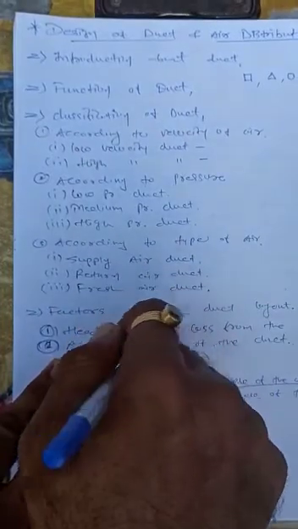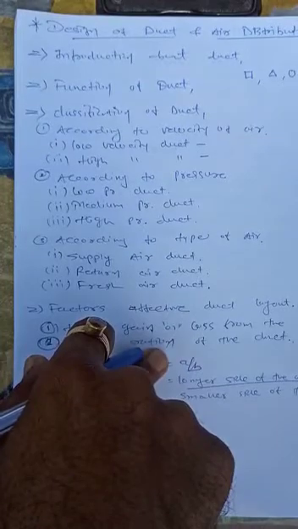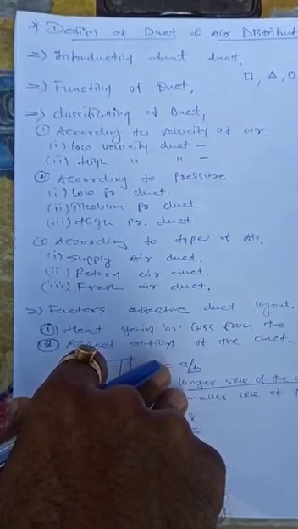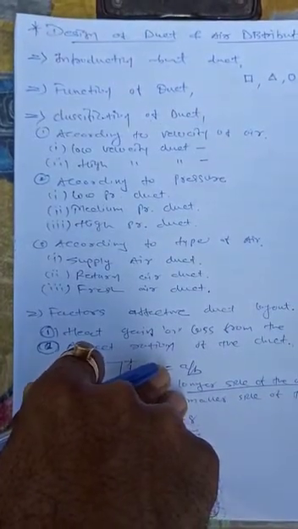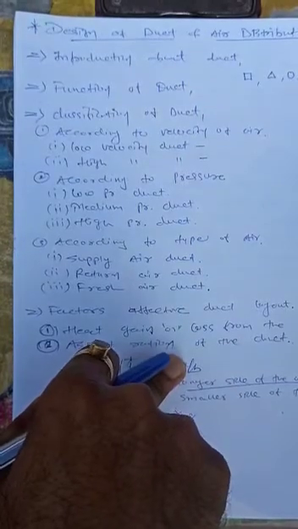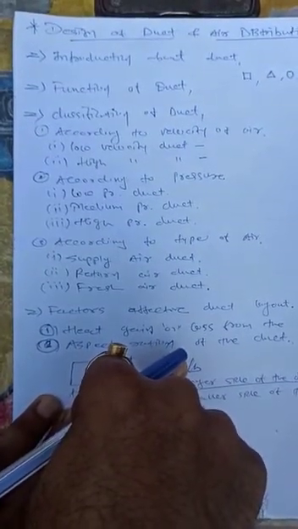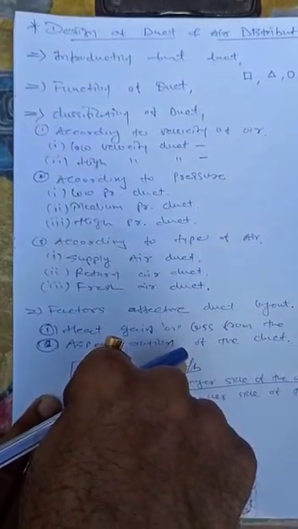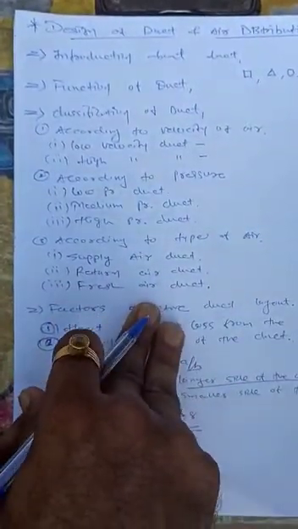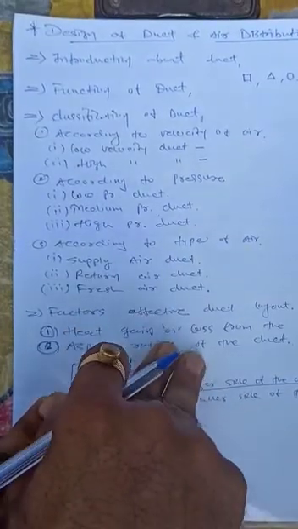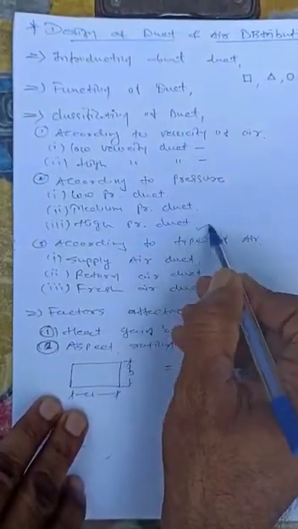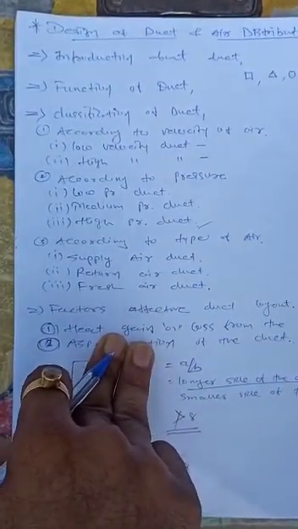Second, according to pressure. In pressure classification, we have low pressure duct, medium pressure duct and high pressure duct. In a low pressure duct, the static pressure in the duct is less than 50 mm of water gauge. In a medium pressure duct, the static pressure in the duct is between 50 mm to 150 mm of water gauge. Third one, high pressure duct: when the static pressure in the duct is from 150 mm to 250 mm of water gauge, the duct is known as a high pressure duct.